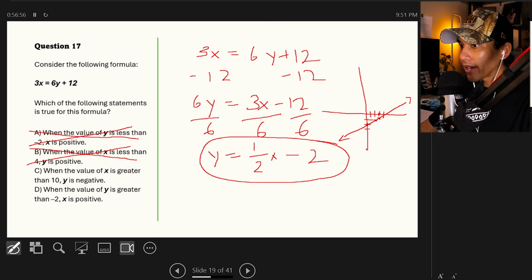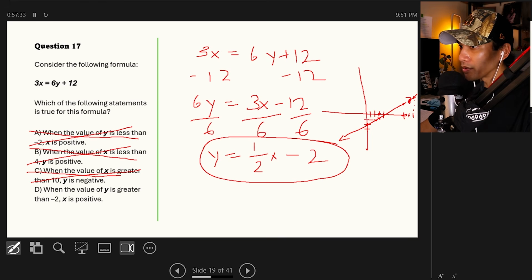When the value of x is greater than 10, so 10 is somewhere over here, then we go up to y. This is actually negative, right? Greater than 10, so if we go to 11, this is positive. And if we choose 12, again, it is positive, right? So C is incorrect.